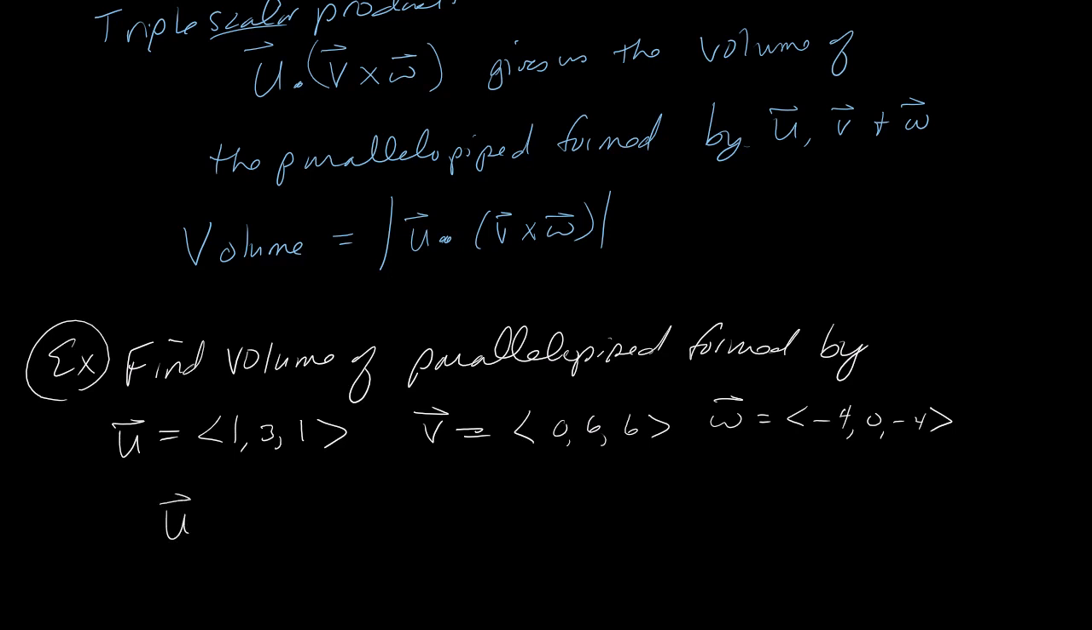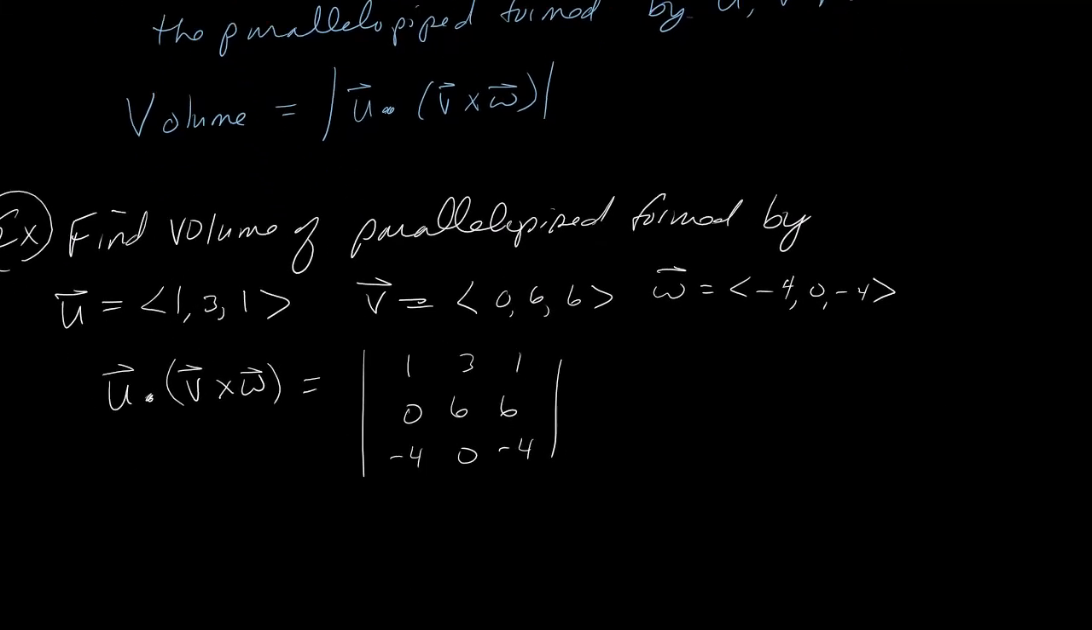So u dotted with v cross w. I started to say the first thing we need to do was cross v and w, but that's not true because we can just do this all in one fell swoop. If you're really good at finding the cross product, you might find that first and then dot that with u. I'm going to do it using the definition we had earlier. So I'm going to put in u, (1, 3, 1), v, (0, 6, 6), and w, (-4, 0, -4), and do a cofactor expansion along the top row.